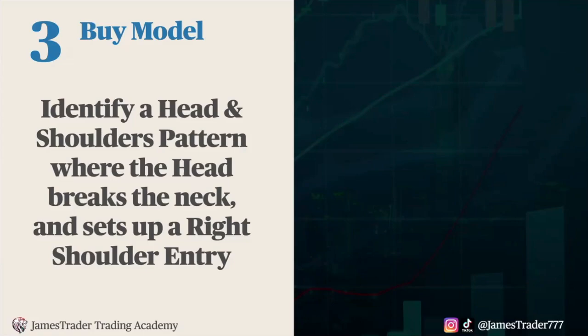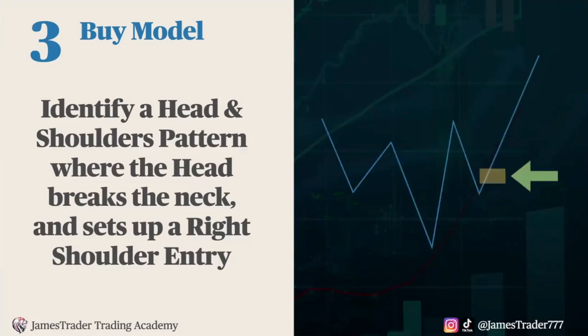The buy model here is you want to identify a head and shoulders pattern. Your head breaks the neckline and sets up for a right shoulder entry. What does that mean? Well, that's why we have diagrams. It looks something like this. This is a buy model, so the head and shoulders pattern is to the downside.